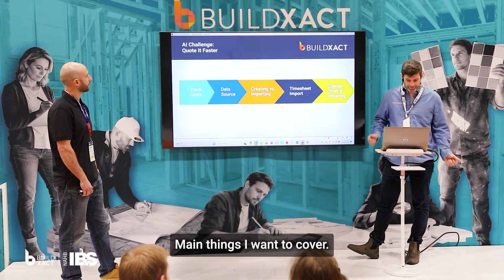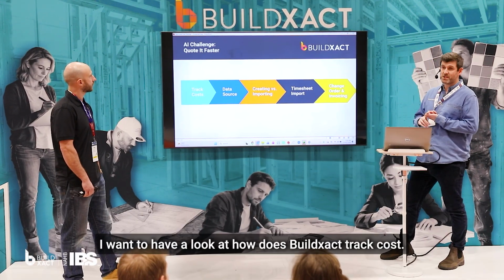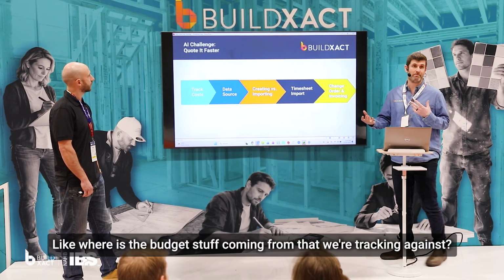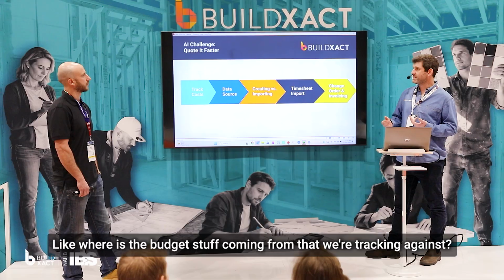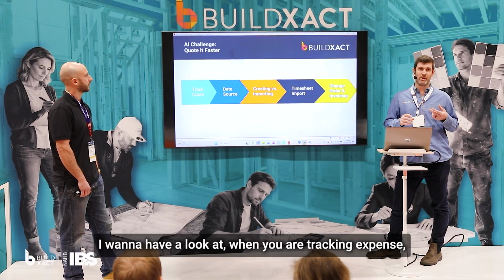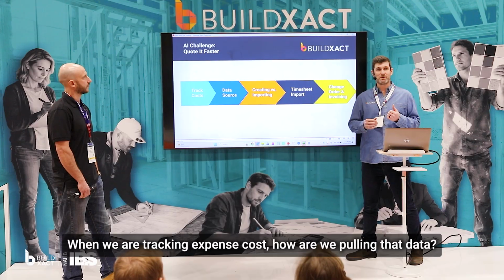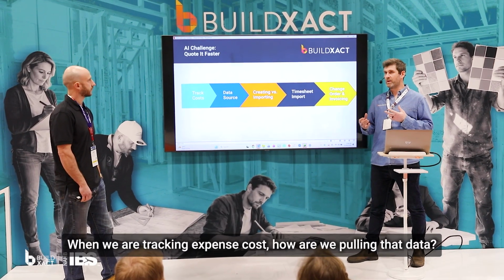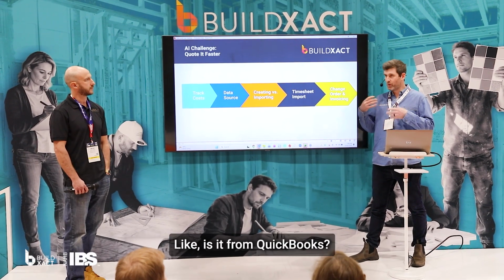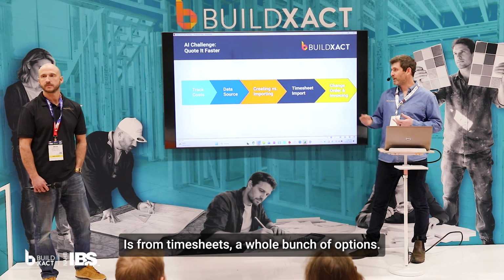main things I want to cover, I want to have a look at how does Buildxact track costs, like where is the budget stuff coming from that we're tracking against. I want to have a look at when we are tracking expense cost, how are we pulling that data? Like, is it from QuickBooks? Is it from timesheets? A whole bunch of options.